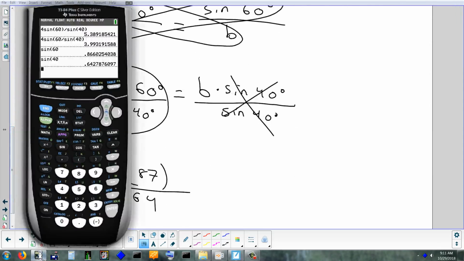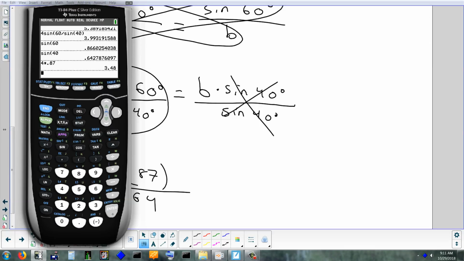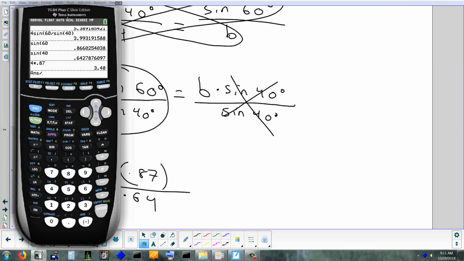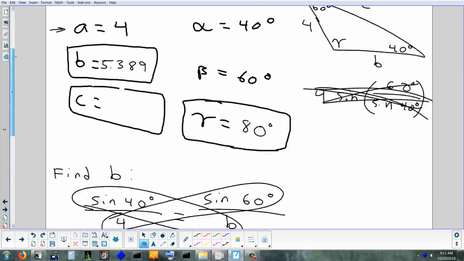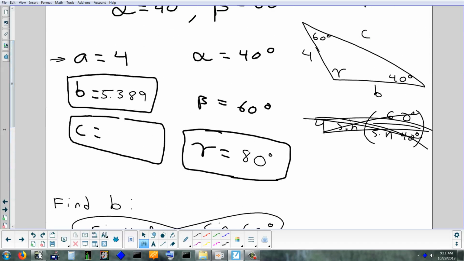Now let's take 4 times 0.87, and that's 3.48, divided by 0.64, and I get 5.44. That's not what I got there. 5.44 and 5.38, they're not super close. 5.389, 5.388, okay, that's close.